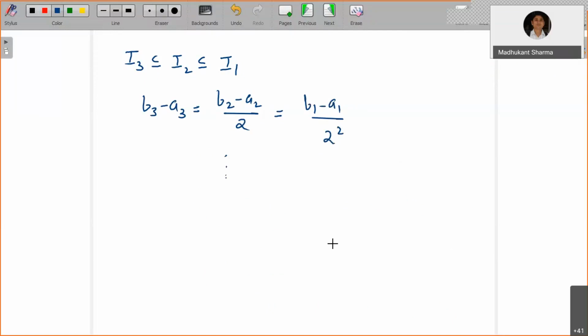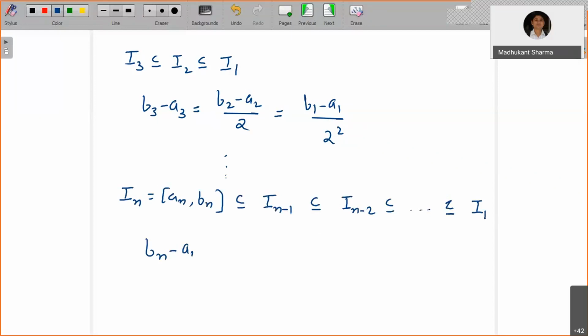And so on. If the process does not end, you are going to find a sequence of intervals In equals an comma bn, and this is a decreasing sequence. So In is a subset of In minus 1, a subset of In minus 2, and so on, a subset of I1. And you can show, by following the process, that bn minus an is equal to b1 minus a1 divided by 2 to the power n minus 1.